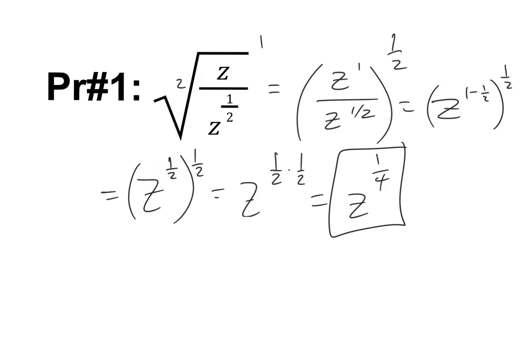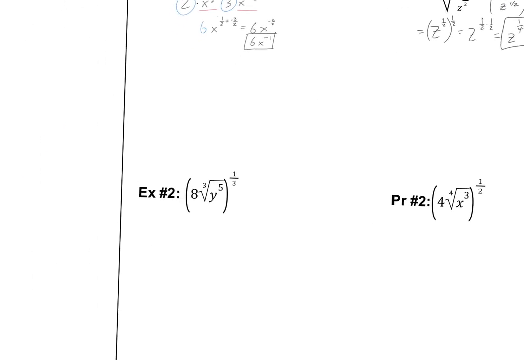So now I have a half on the inside and a half on the outside. Well, we said that in that case, you're multiplying. So I just did 1 half times 1 half, which is 1/4. And so there's my answer. It should be z to the 1/4. All right, let's do another one.